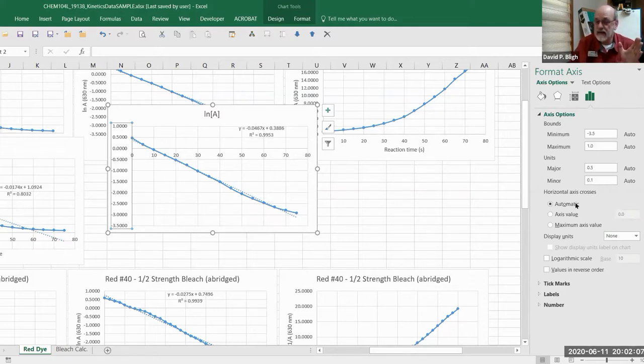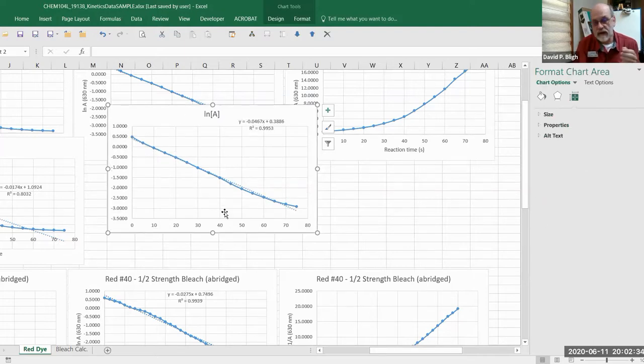Now we're going to tell it, instead of automatic, we're going to give it an actual value. And notice from the graph that the bottom number on the y-axis is minus 3.5. So for the axis value here, you put minus 3.5 and click anywhere else. Click back out, there we go. And it moves the axis labels down here on the bottom. Now that looks better.